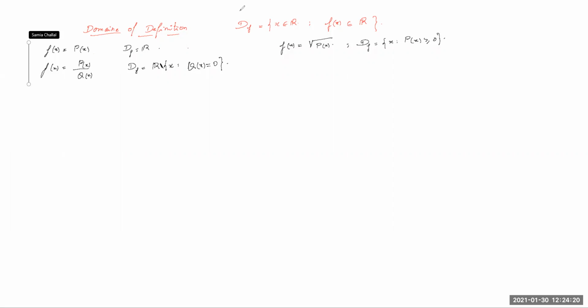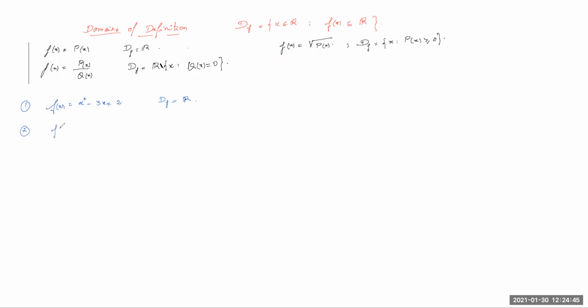Okay. So let's start with the first function. The question is to find the domain of definition. So here is my first function. f of x is x squared minus 3x plus 2. So I have a polynomial defined everywhere. So here is the domain. The answer here is quick and easy.